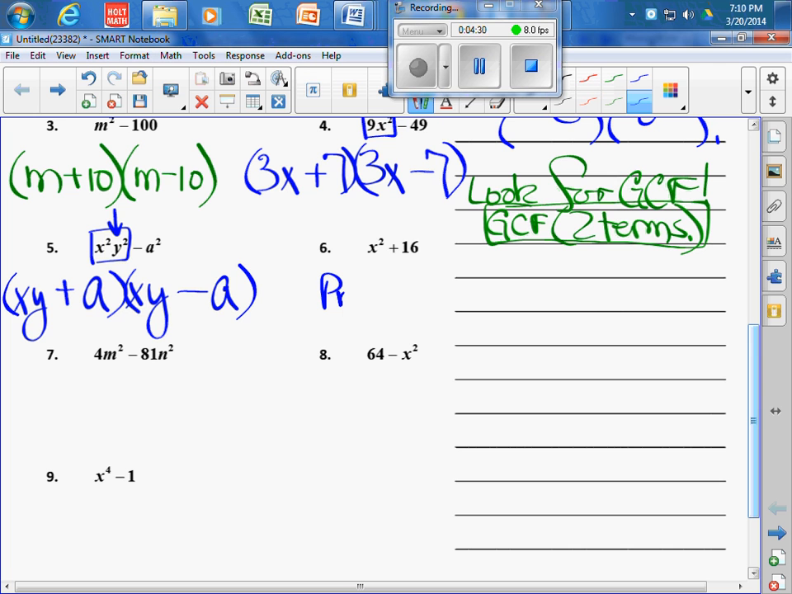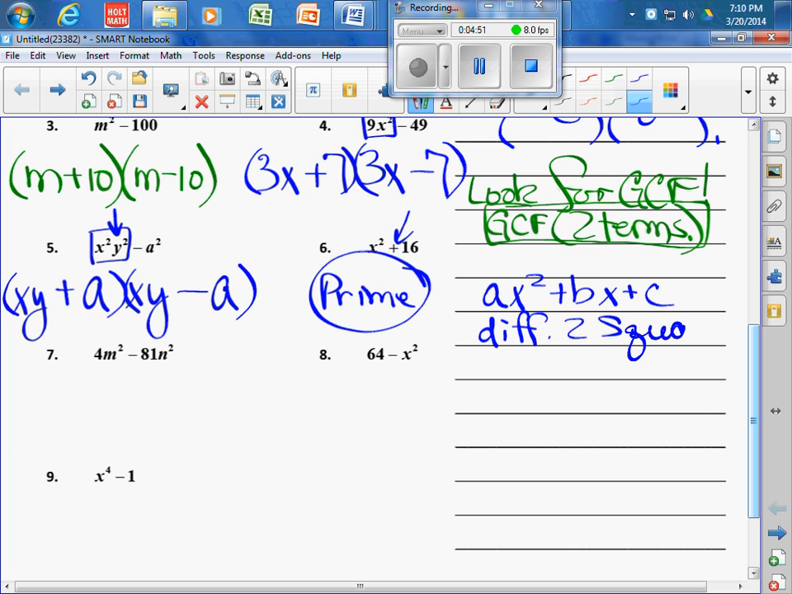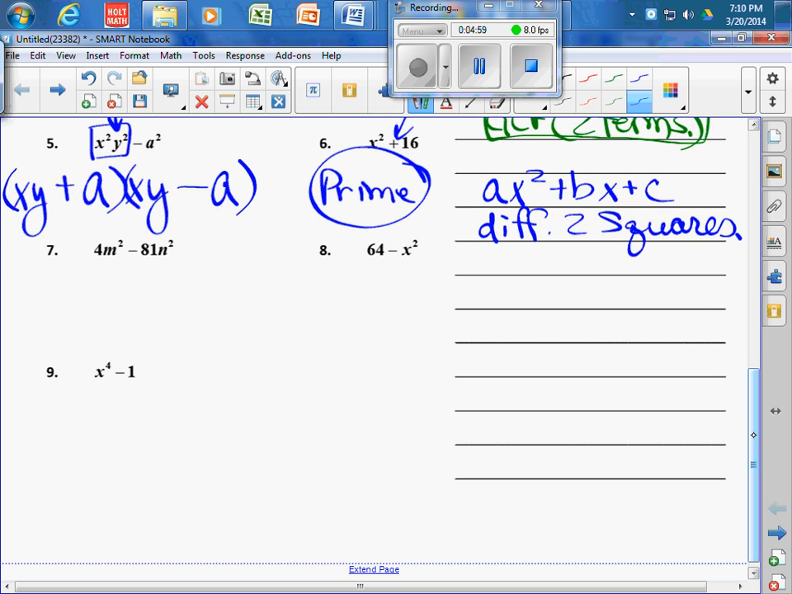Number 6 is prime. Here's the reason why, because of that plus sign right there. Remember, all we're factoring in this entire chapter has got to be one of two things. It's going to be in the form of ax squared plus bx plus c, or it's going to be a difference of two squares. Now, does this fit in either of those two categories? No, it does not. And there's no GCF, so we don't have to worry about that. So it's prime.